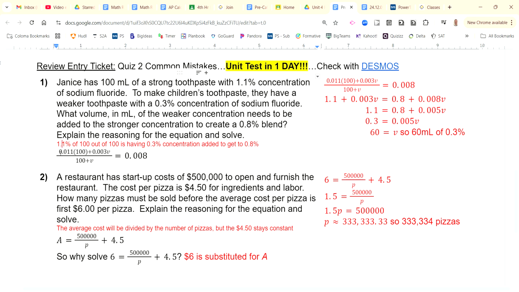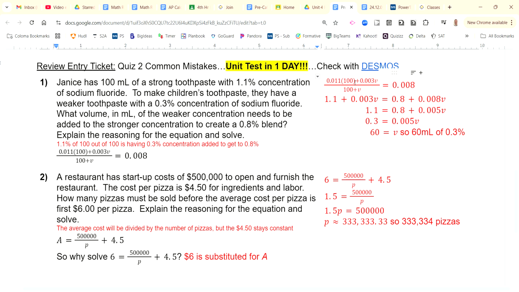So the 0.11 times 100, that is 1.1% of 100. Plus we're adding 0.3%. Once again, the decimal slides 2 times to get to the 0.08%. Again, the decimal slides 2 times. And then ultimately we're increasing the volume by however much of the toothpaste we add. So that's the explanation of the equation over there.